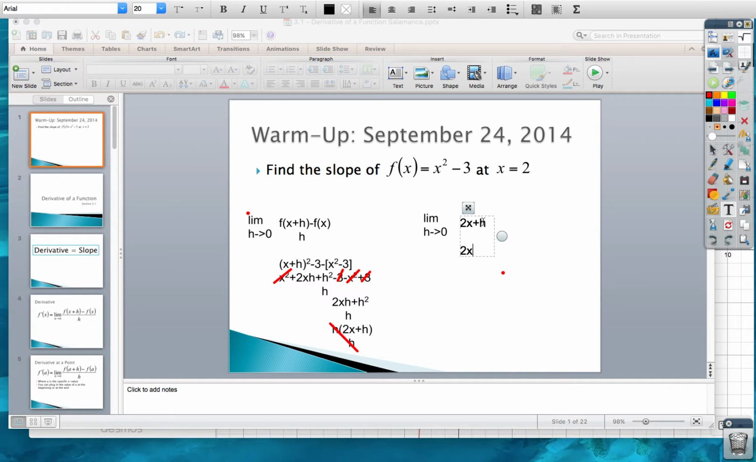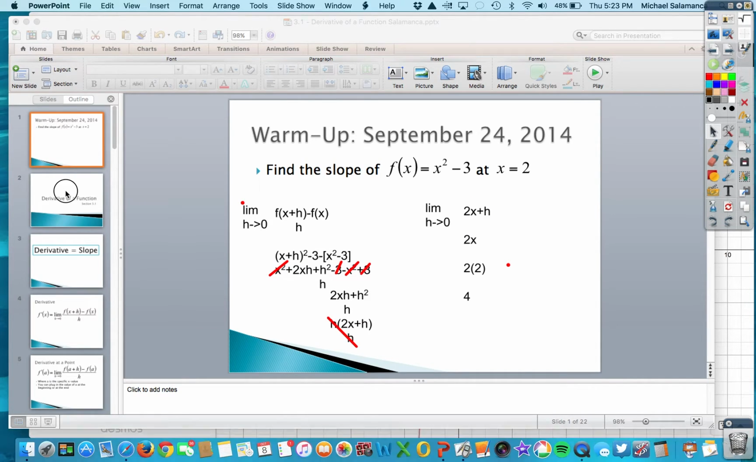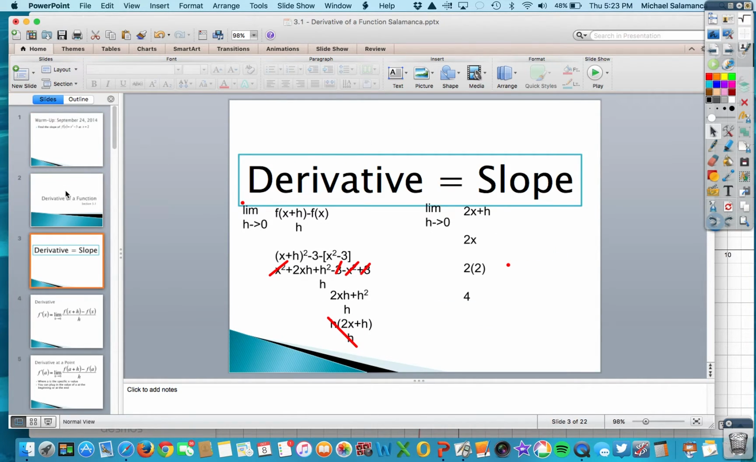So keep in mind, they wanted us to find the slope of the tangent at x equals 2. So all we're going to do now is replace the x with 2, and we're going to get 2 times 2. And so the slope of the tangent at x equals 2 for the function is equal to 4. So I hope that helps, and we're going to look at this a little bit more.